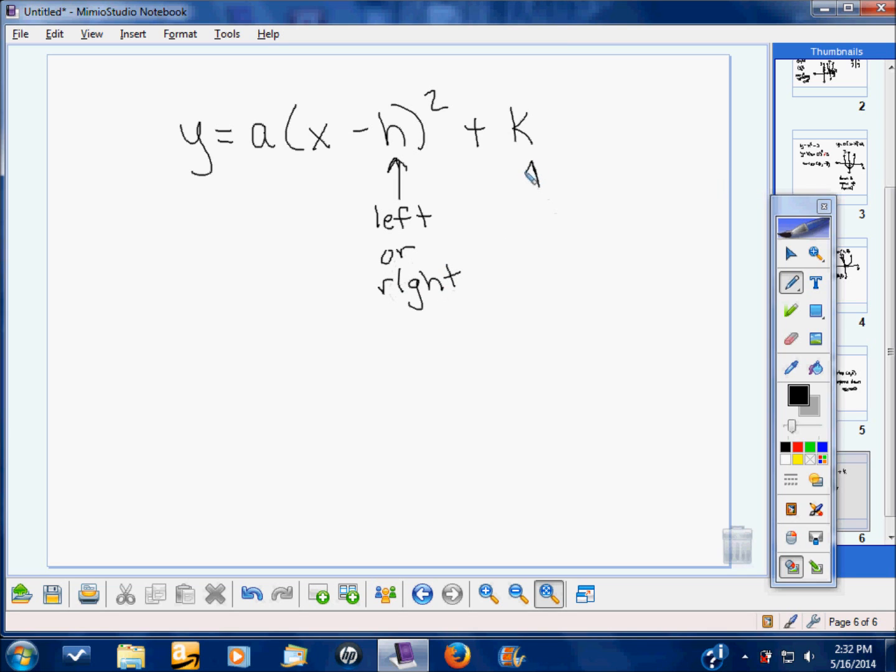This one tells us whether it moves up or down.